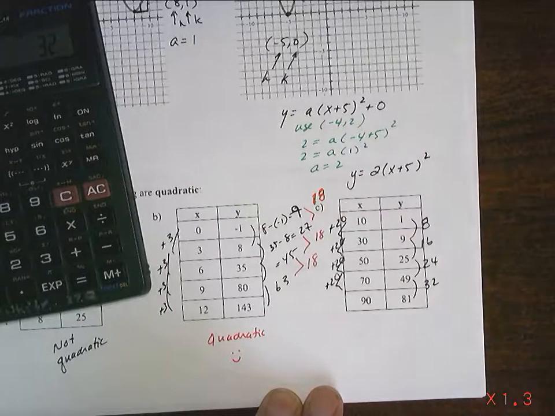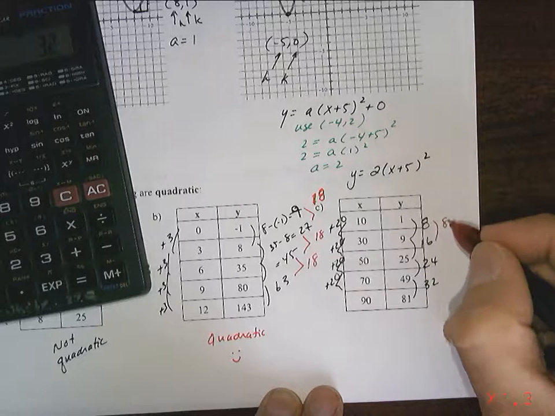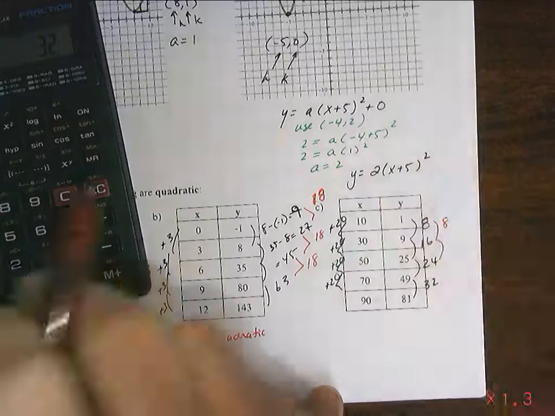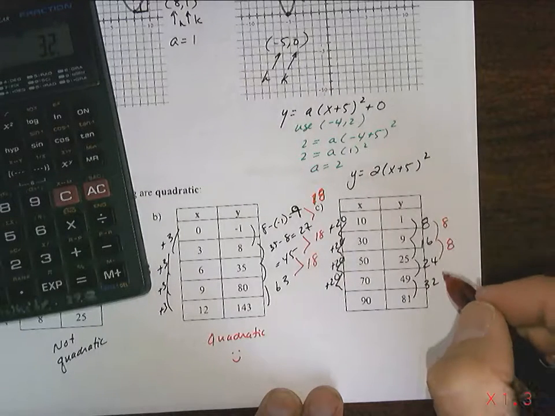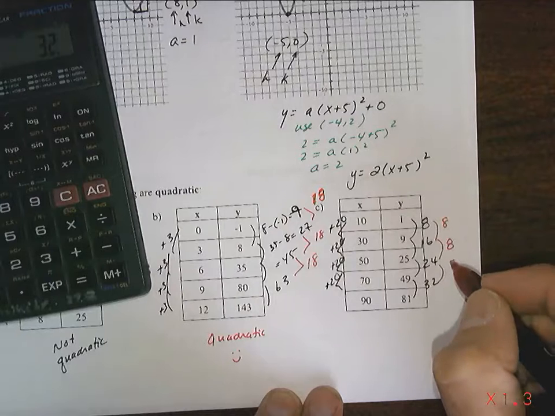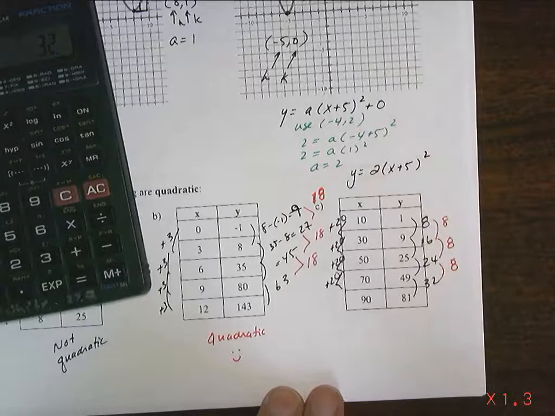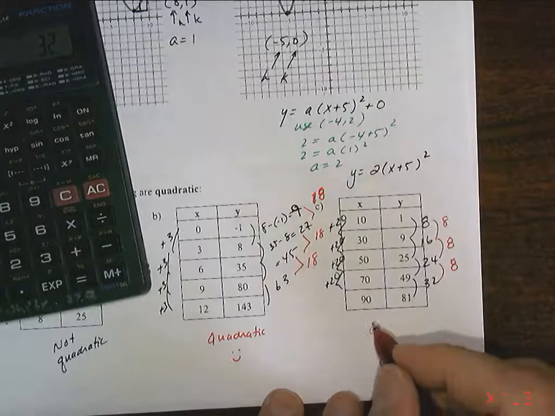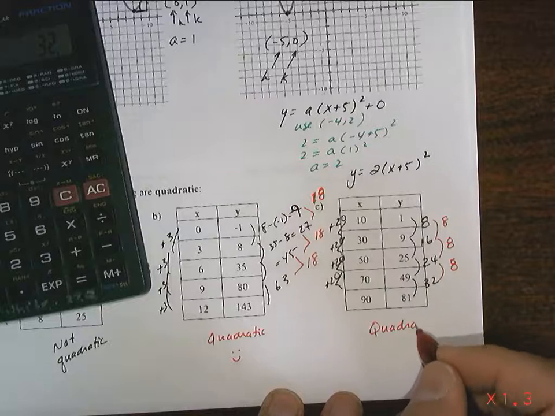Second finite differences. 16 minus 8, 8. 24 minus 16, 8. 32 minus 24, 8. Da da da da da da da da. I'm quadratic.